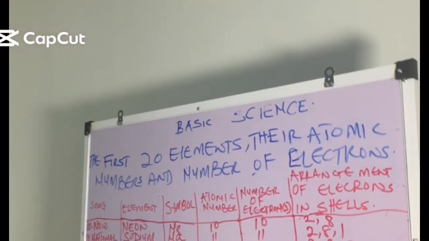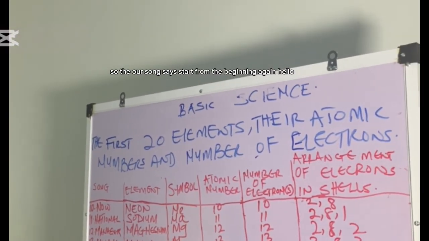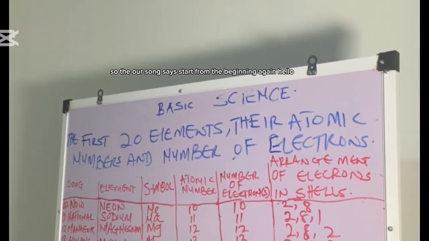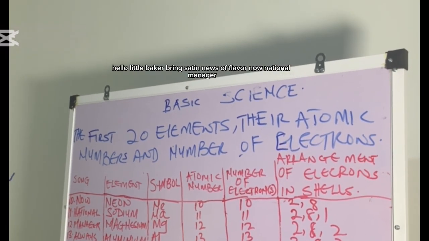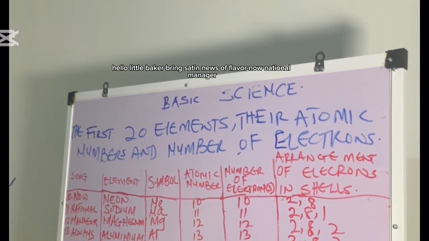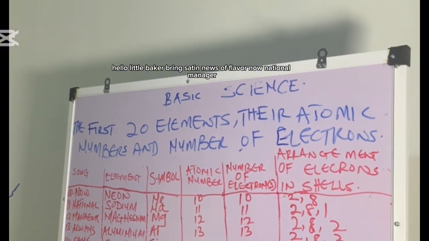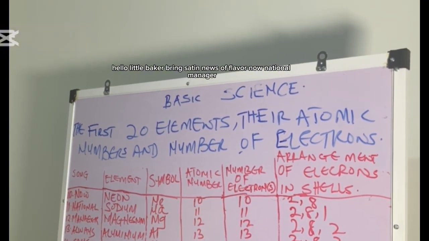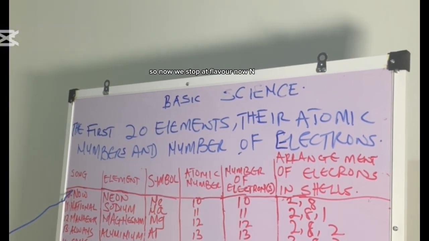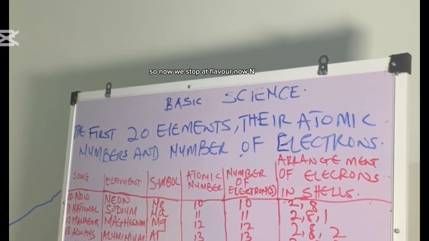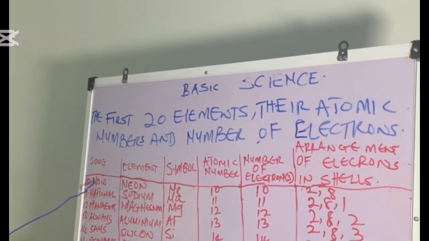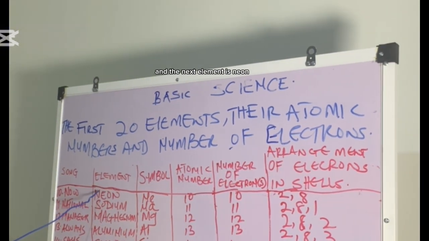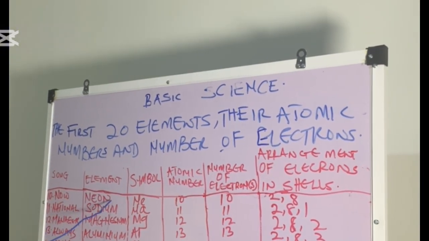Okay, so our song says, start from the beginning again. Hello, hello, little baker, bring certain news of favor now. National manager. So now we stop at flavor. Now n, and the next element is neon.